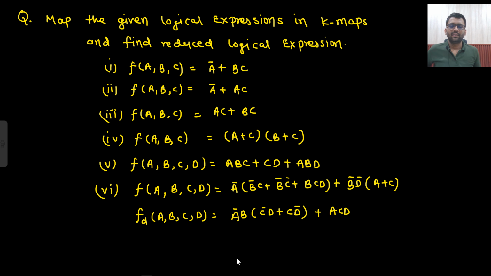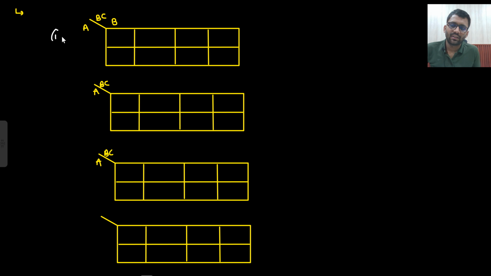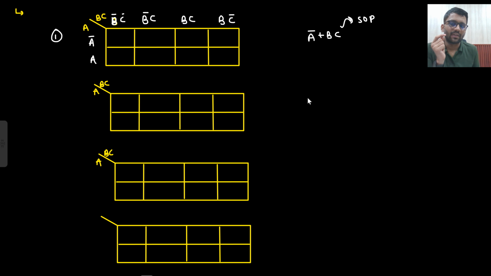Right? Let's see the next question. Map the logical expression in K maps and find the reduced logical expression. Okay. So this is our question. A bar plus BC. This is the first one. So this is A bar, this is A. What is this? This is SOP, so in SOP only I will denote. So B bar C bar, B bar C, BC, BC bar.